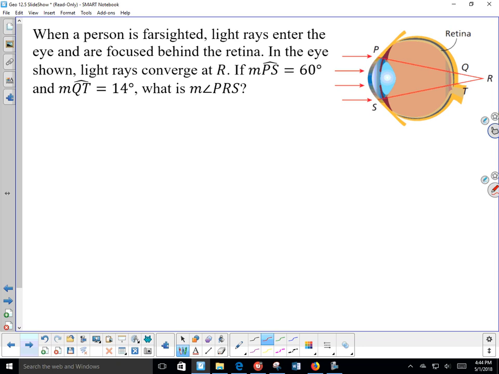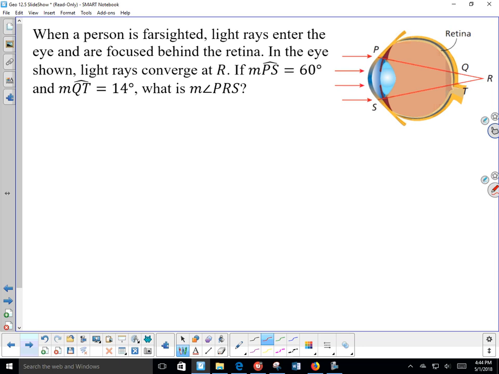All right, let's take a look at this example. When a person is farsighted, light rays enter the eye and are focused behind the retina. In the eye shown, light rays converge at point R. If the measure of arc PS is 60 degrees and the measure of arc QT is 14 degrees, then what is the measure of angle PRS?